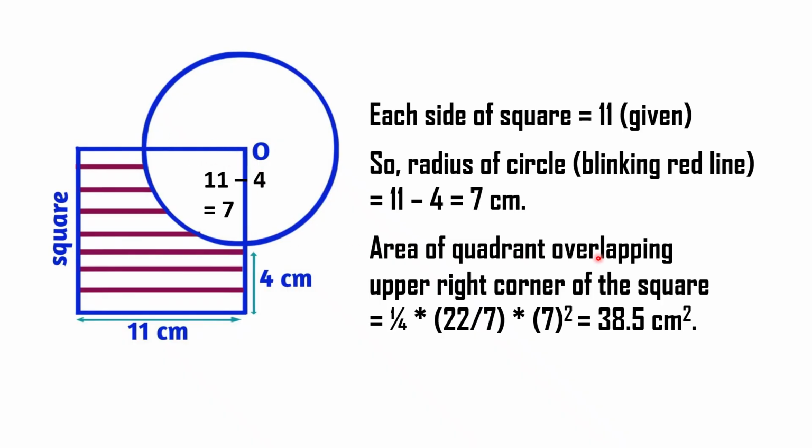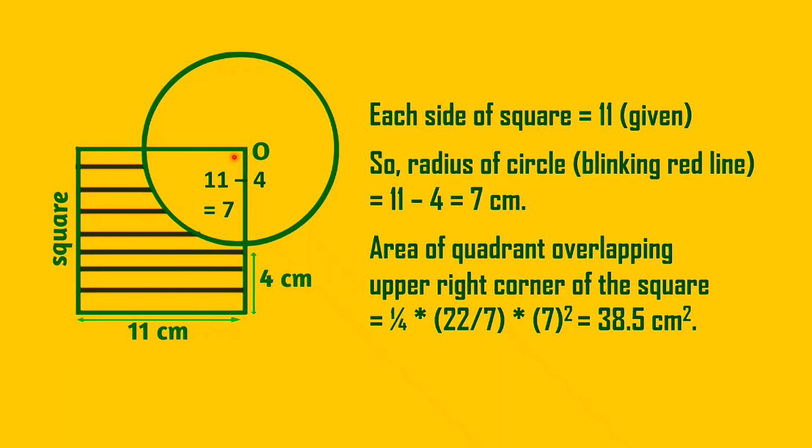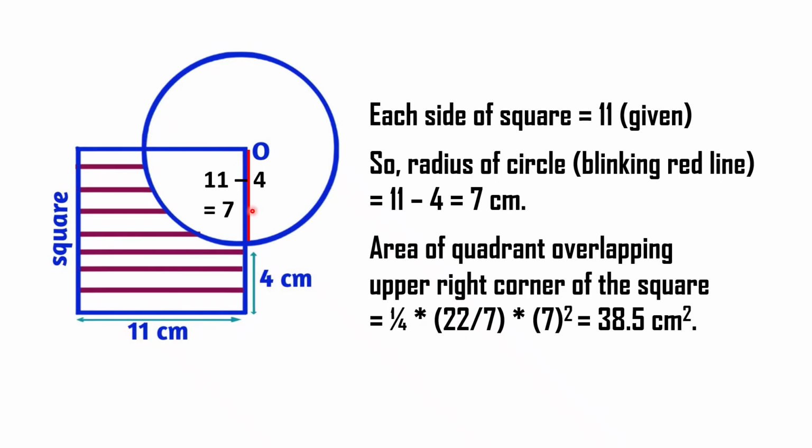Area of the quadrant overlapping the upper right corner of the square will be 1 by 4 of pi r square. Pi r square is the full circle. So the area of the quadrant will be 1 by 4 of pi r square, r equal to 7. So 1 by 4 into pi, that is 22 by 7, into 7 whole square. So we get 38.5 square centimeters. That is the area of this quadrant, the overlapping region.